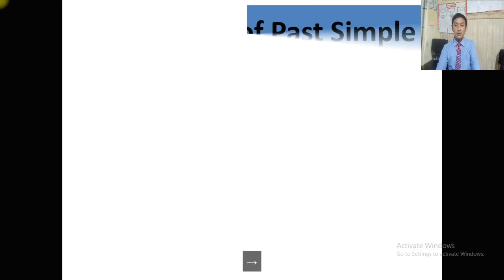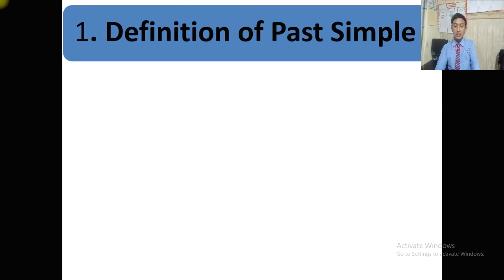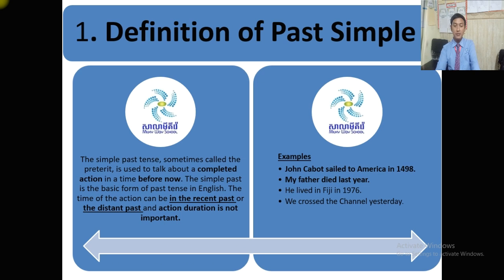Now let's start with the definition of the past simple. The simple past tense, sometimes called the preterite, is used to talk about a completed action in a time before now. The simple past is the basic form of the past tense in English. The time of the action can be in the recent past or the distant past, and the action duration is not important. This you have to remember.